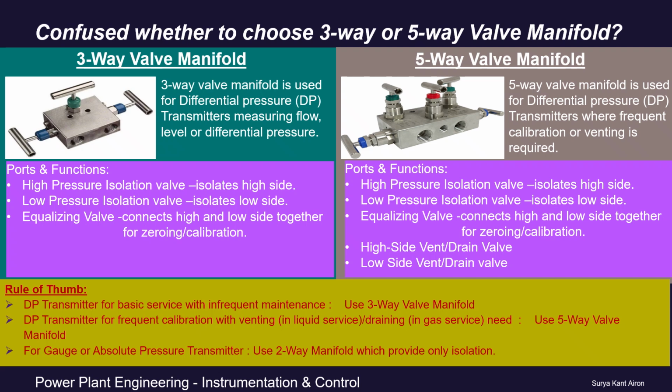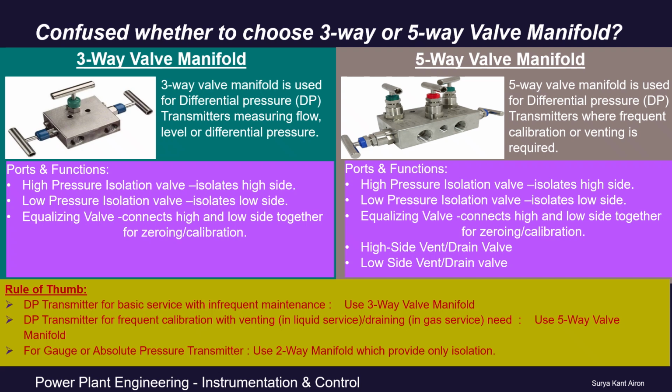It allows you to isolate the transmitter from the process pressure, and the second purpose it serves is to equalize pressure on both sides before removing the transmitter. A three-way valve manifold is common in permanent installations where venting and draining is not required.